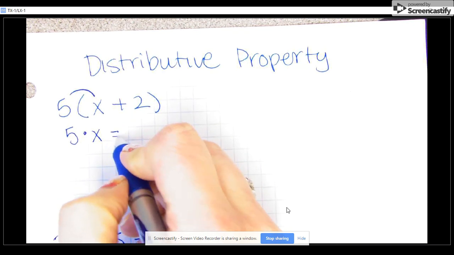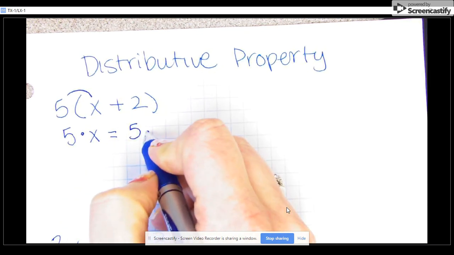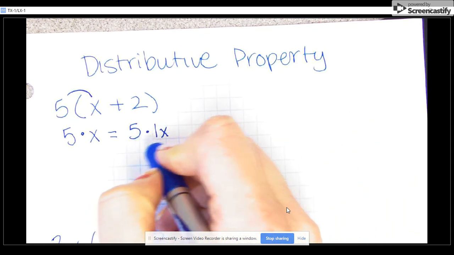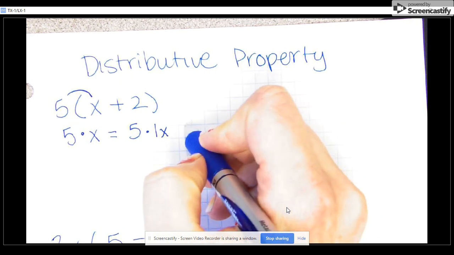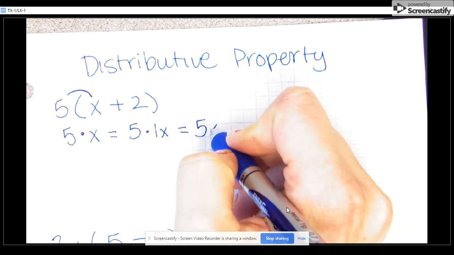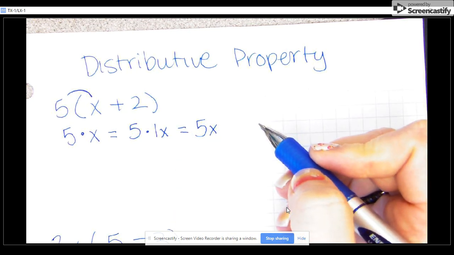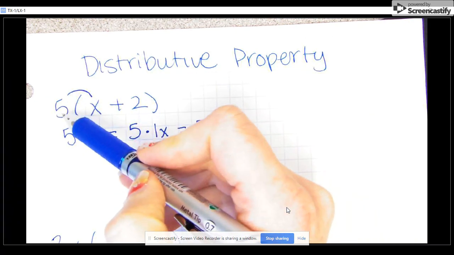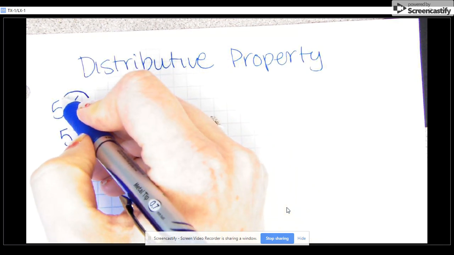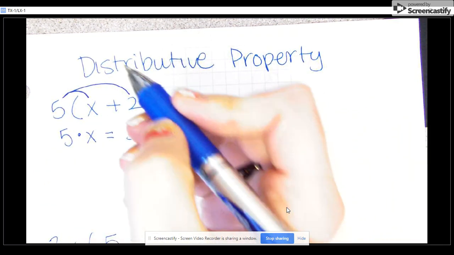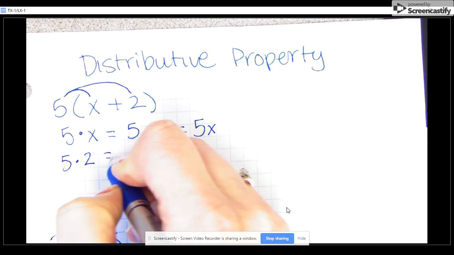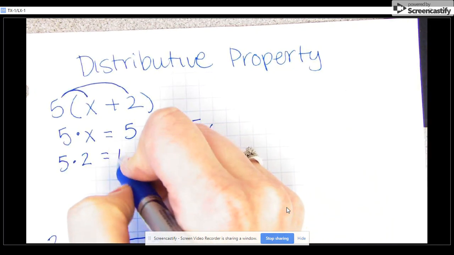5 times x is just like saying 5 times 1x. When you multiply, all you need to do is multiply the numbers in front. 5 times 1 is going to be 5. And I'm going to make sure that x comes along for the ride. Now that I multiplied the 5 by the x, I'm going to do the same thing with 2. So I'm going to do 5 times 2. And we know that 5 times 2 is equal to 10.